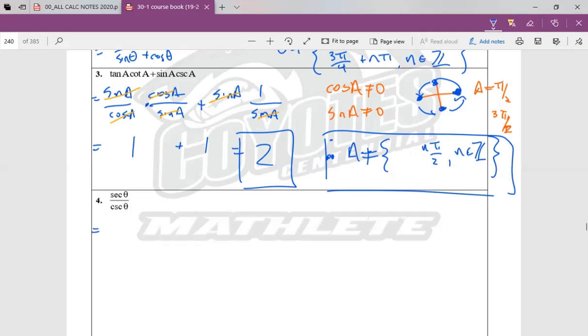Number 4, secant over cosecant. Secant is the reciprocal of cos. We're going to divide by cosecant, which is the reciprocal of sine. And when we change that into multiply and take the reciprocal, this ends up being sine theta over cos theta. So this simplifies just to tan.